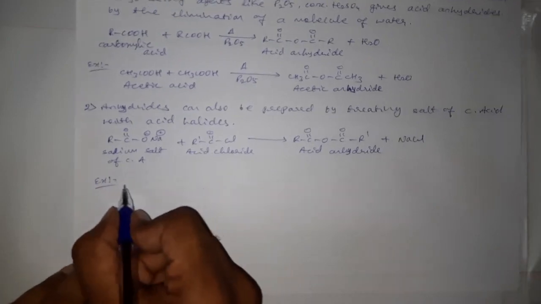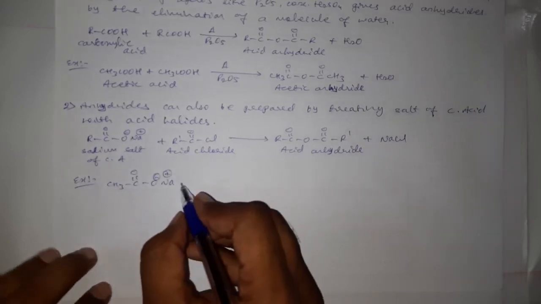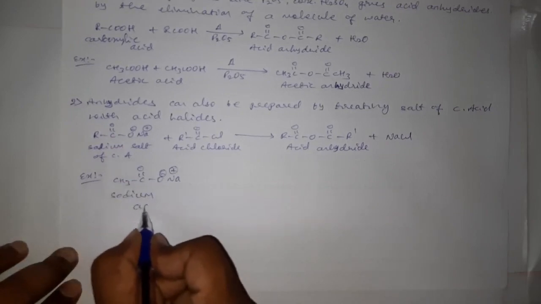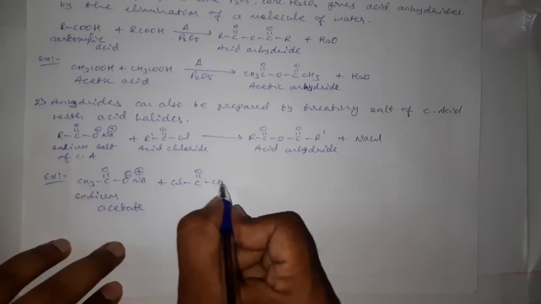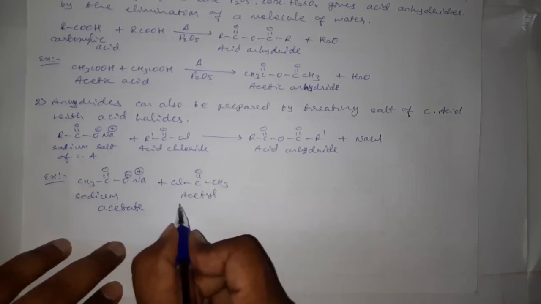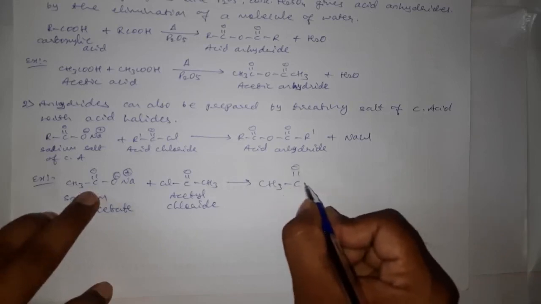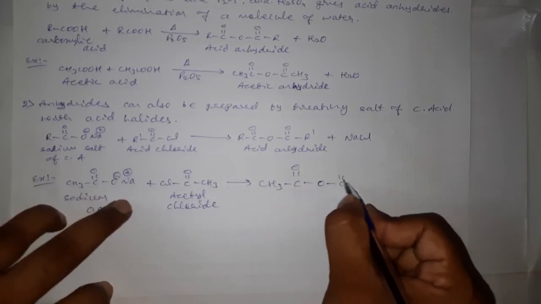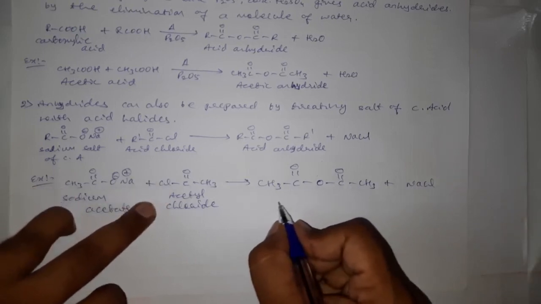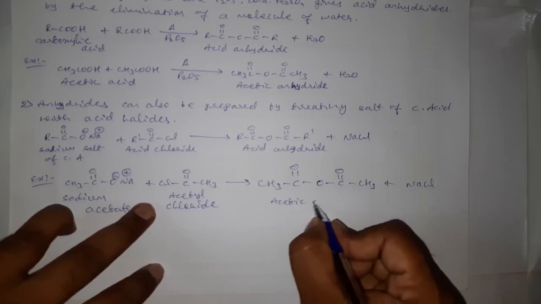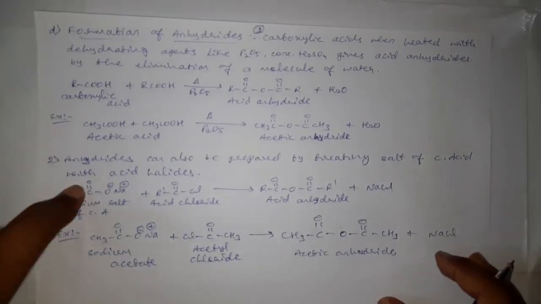Okay. Take for example CH3 C double bond O O minus Na plus. Correct. This is sodium acetate. When it is treated with acetyl chloride, here we will get CH3 C double bond O O C double bond O CH3 plus NaCl. This is acetic anhydride. This is the second possibility for the formation of anhydrides.